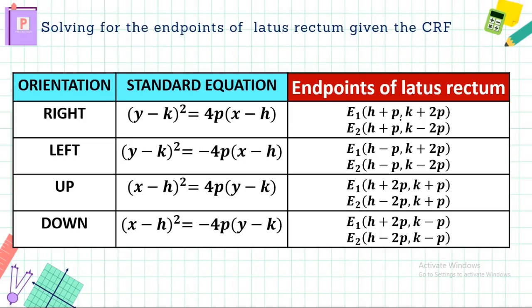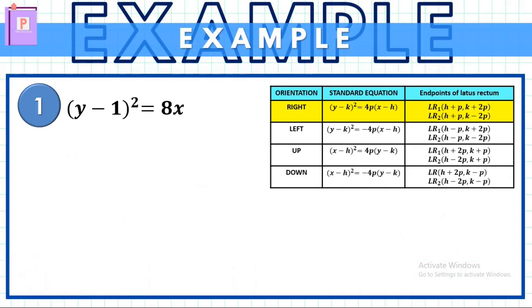That's why what you're seeing here as the addition and subtraction of p will be the one that will help us align the endpoints of the latus rectum with the focus. And then obviously 2p is the movement from the focus to one of the endpoints of the latus rectum. So let's now have an example.